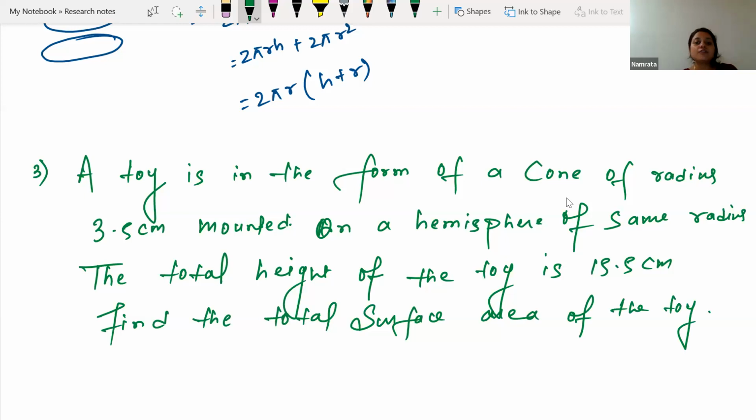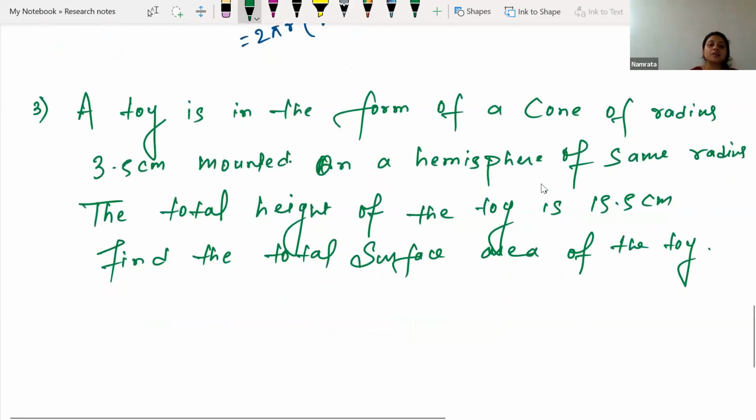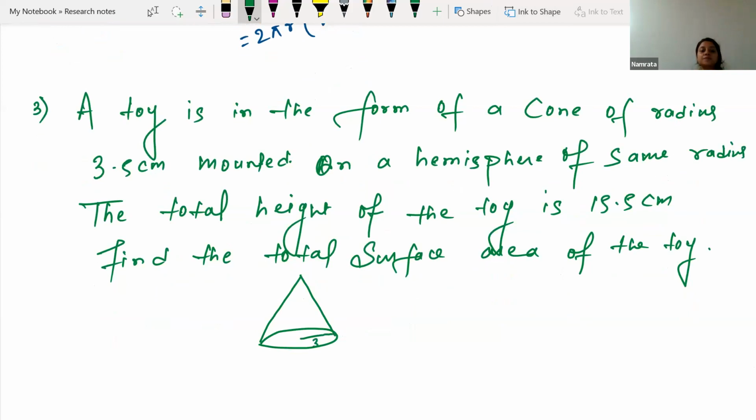Okay, a toy is in the form of a cone of radius given. Let's draw the cone. This of radius already given, 3.5 centimeter, mounted on a hemisphere. So this toy is mounted on a hemisphere of the same radius. So the hemisphere radius is also the same. The total height of the toy is given, 15.5 centimeter.